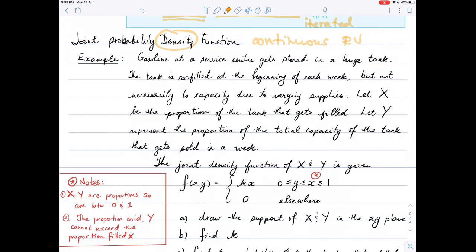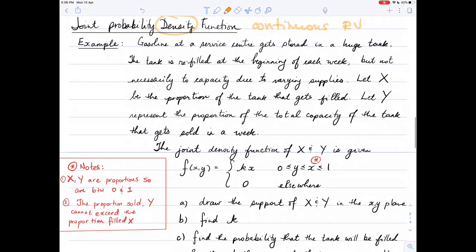So in this example, gasoline at a service center gets stored in a huge tank. The gas is refilled at the beginning of each week, but not necessarily to capacity. We're going to let X be the proportion of the tank that does get filled. So the tank may be filled on any given week to 75% of its capacity, or 80%, or whatever, depending on supplies. We're going to let Y represent the proportion of the total capacity, not of how much was delivered, but of the total capacity of the tank that gets sold in a given week.